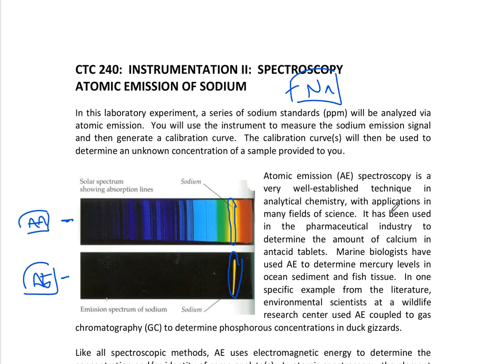And then in this lab, we're using sodium for the same reason. It gives a very simplistic emission spectrum. It's mainly one line, and that's the sodium D line. That's what we're going to measure, and that's what we're going to pick up. And that's basically how we're going to set our machines up.